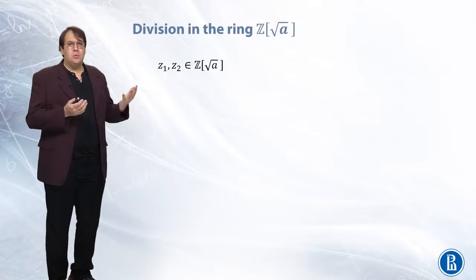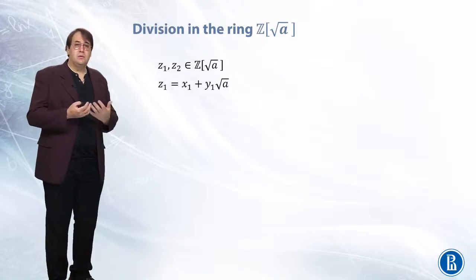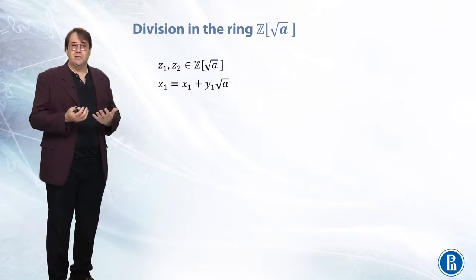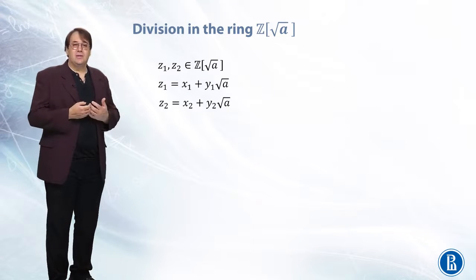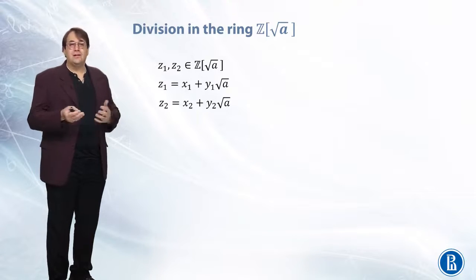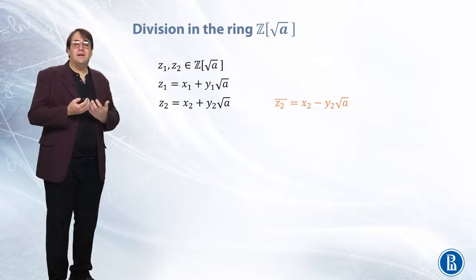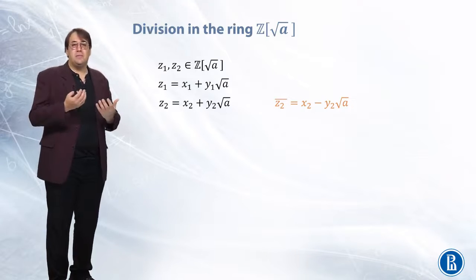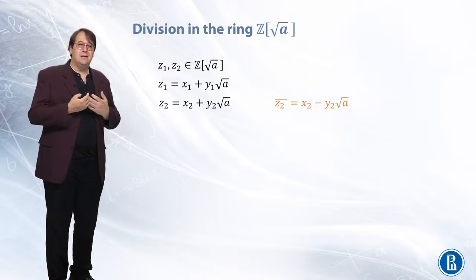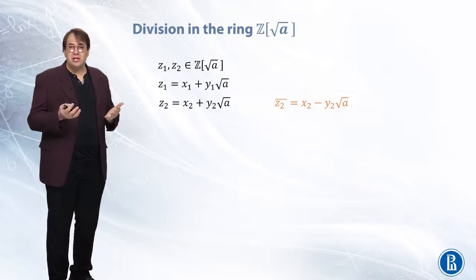Say, take z1 and z2, which are, of course, both represented in the form integer plus integer multiplied by the square root of a, where x1, y1, x2 and y2 are all integers. Let's try to divide one of them by the other. And during this, we will need something that is sometimes called a fifth arithmetic operation.